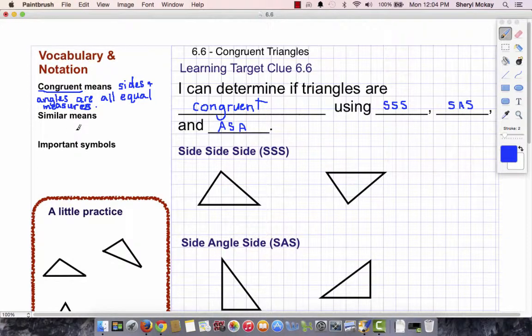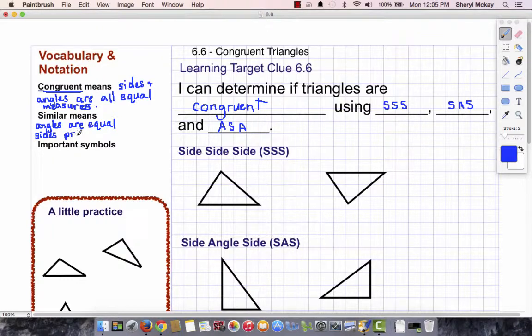And then we're going to also talk a little bit about similar triangles. And similar is almost congruent but not quite, okay? Similar means that the angles are equal, but not necessarily the sides, okay? Not necessarily the sides. And the sides are proportional.